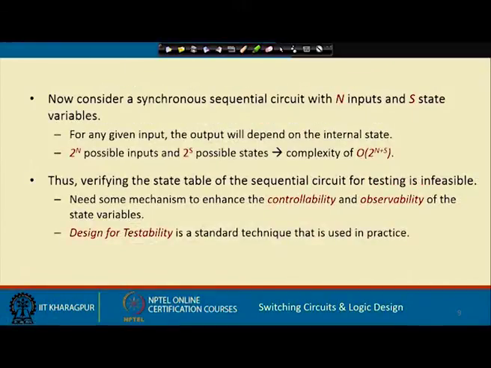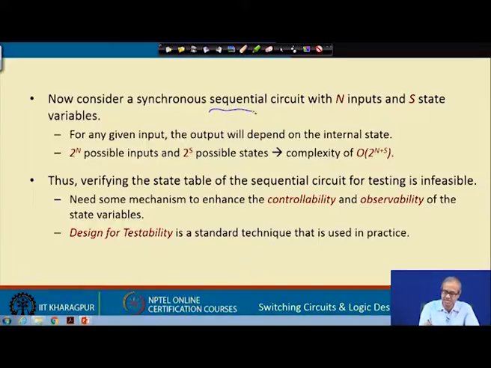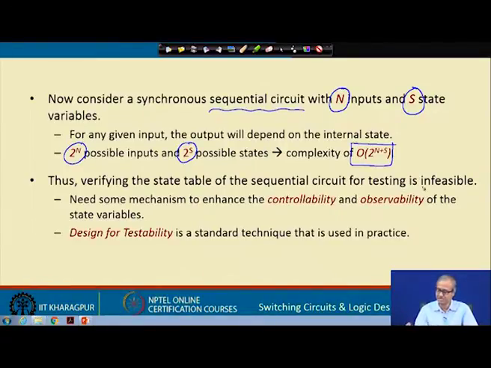Well, we have talked about combinational circuits, but if you consider sequential circuits, the problem becomes even more complex. Suppose there are n number of inputs and s number of flip flops or state variables. So, there can be 2 to the power n number of primary inputs and 2 to the power s number of states. So, the machine can be in 2 to the power n multiplied by 2 to the power s, that many possible states. The output will depend on so many combinations. So, the complexity becomes of the order of 2 to the power n plus s. So, the problem is even more complex as compared to a combinational circuit. Verifying the state table of a sequential circuit is also infeasible.